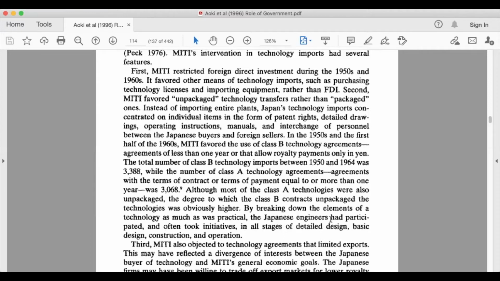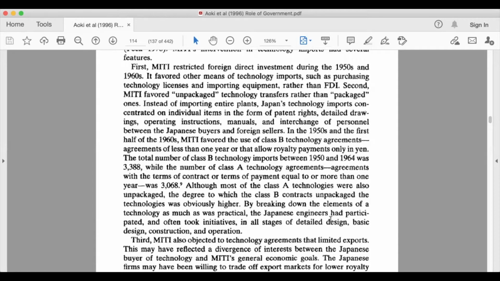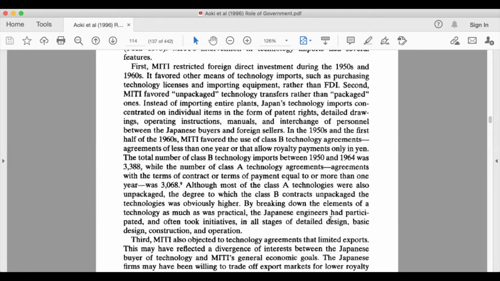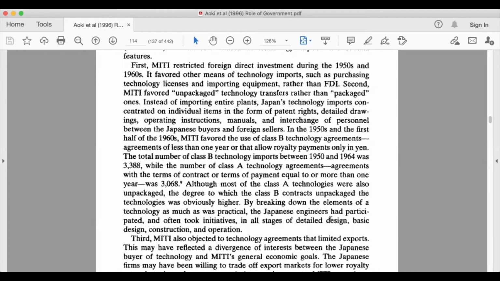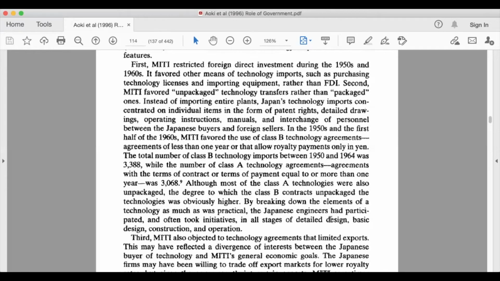In the 1950s and the first half of the 1960s, MITI favored the use of Class B technology agreements, agreements of less than 1 year, or that allow royalty payments only in yen. The total number of Class B technology imports between 1950 and 1964 was 3,388, while the number of Class A technology agreements, that is, those agreements with the terms of contracts or terms of payment equal to or more than 1 year, was lower, roughly the same amount, but still lower.